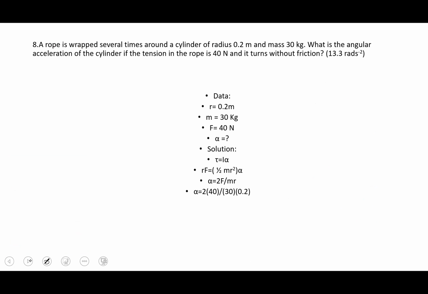So putting in the values, 2 into 40 divided by 30 into 0.2, where 0.2 is the radius given to us, and mass, which is 30 kilogram, is also given to us. So the answer is 13.3 radian per second square, and that is our answer as well.